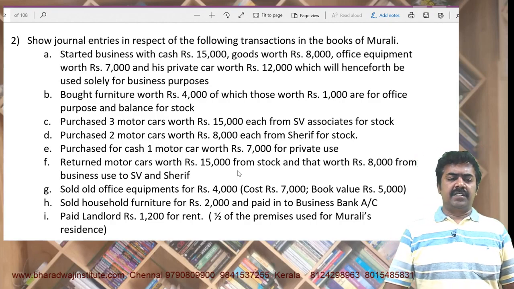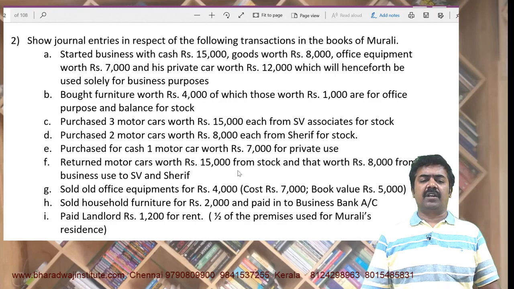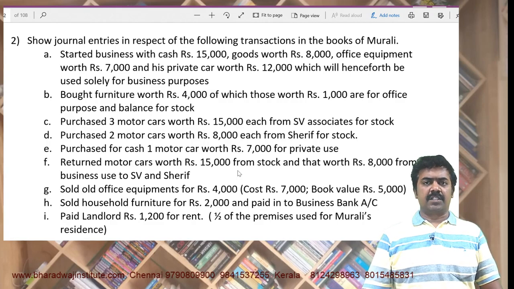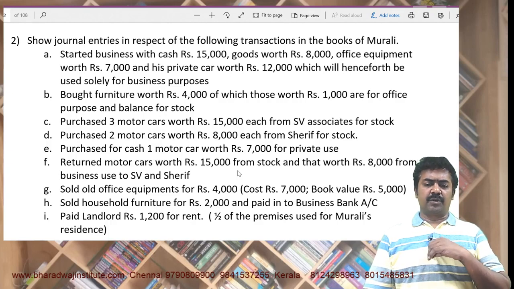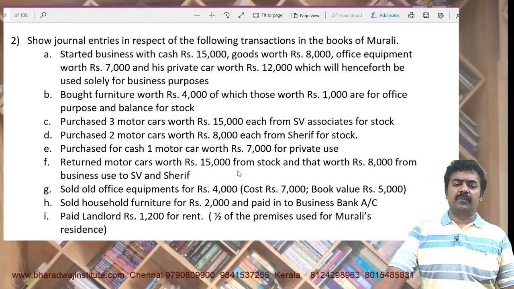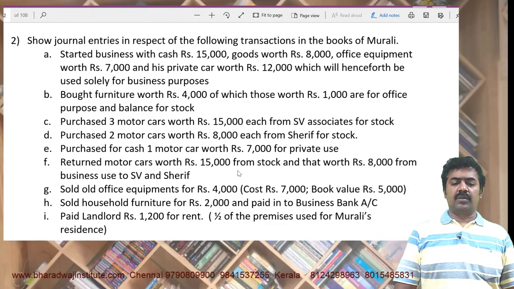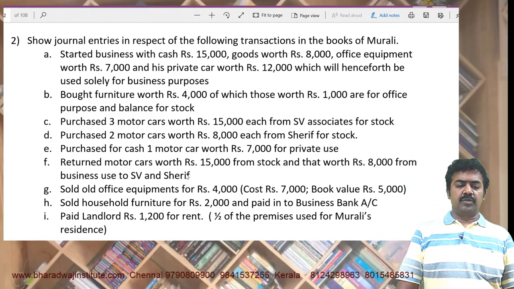Done? We'll see. Started business with cash 15,000, goods 8,000, office equipment 7,000, private car 12,000, which will be used for business purpose. Done. Bought furniture 4,000, 1,000 for office use, balance for stock. Purchased 3 motor cars 15,000 from SV Associates for stock. Then from Sheriff for stock. 1 motor car for private use, which means it's a personal expense. Returned motor car worth from stock. And 8,000 from stock. Both are from stock only.